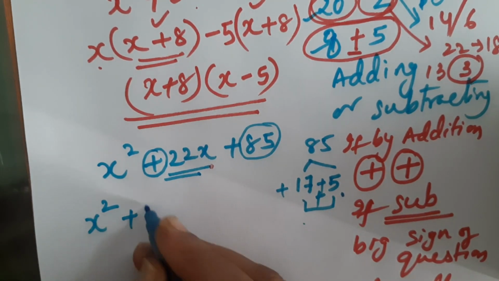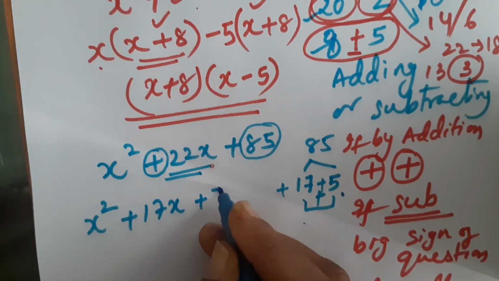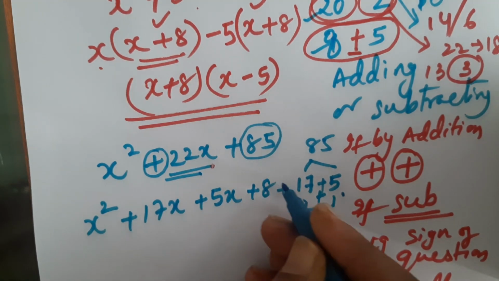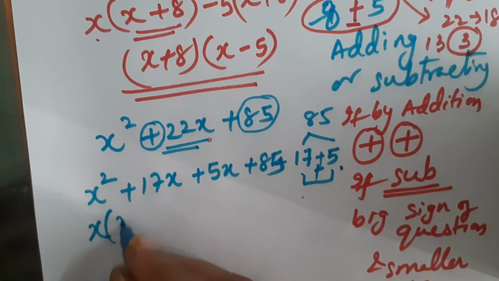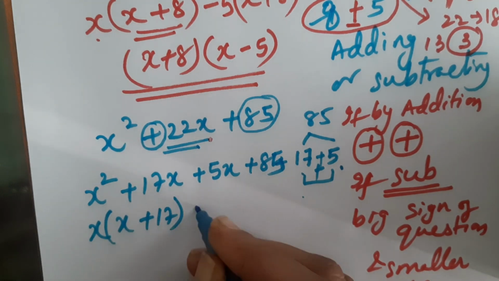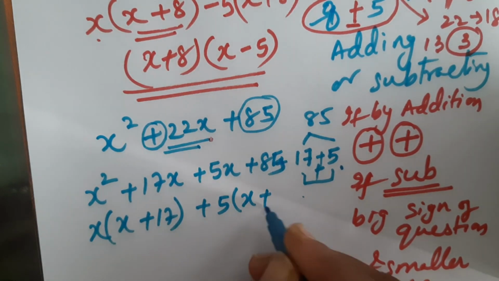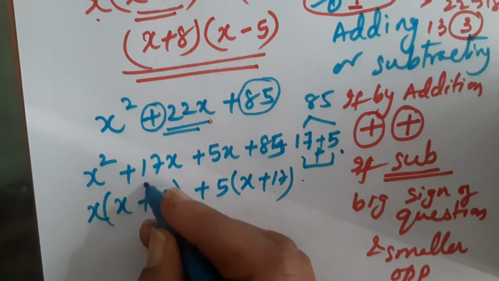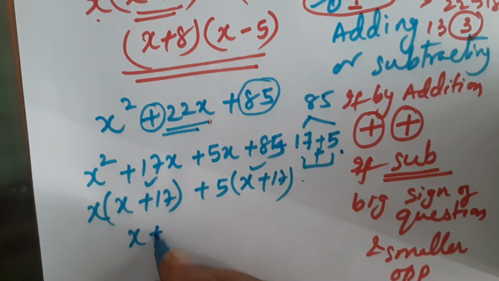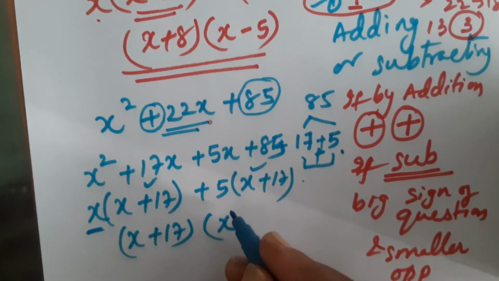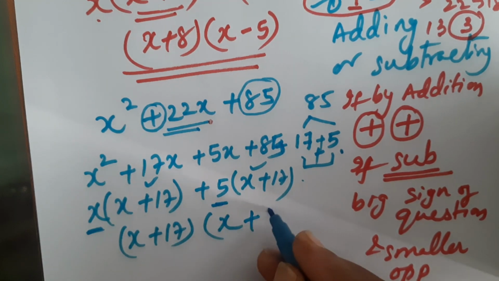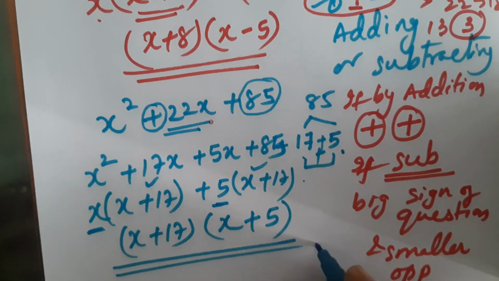x square plus 17x plus 5x plus 85. Now we are having x common: x times x plus 17, plus 5 times x plus 17. Thus the common bracket, x plus 17, is one of the answers, and the next answer, which we took common, is x plus 5. So this is our final answer.